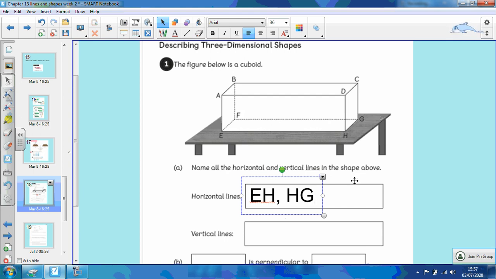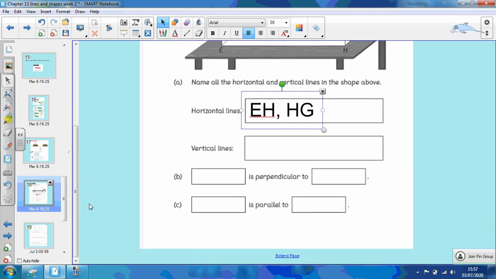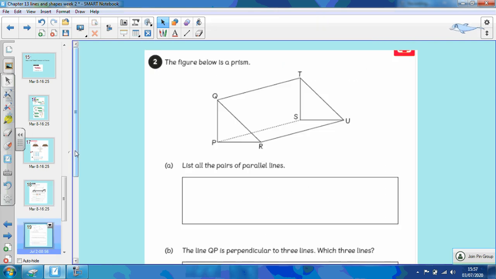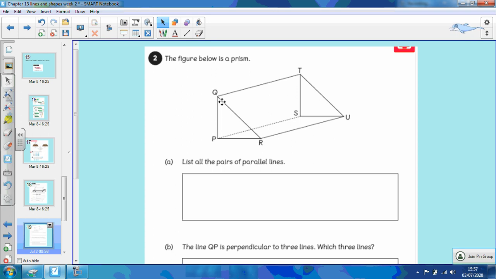Okay, so just make a list of all the horizontal lines and the vertical lines, and then we want to know which lines are perpendicular and which lines are parallel. And question 2, the figure below is a prism. Okay, it's a triangular prism.